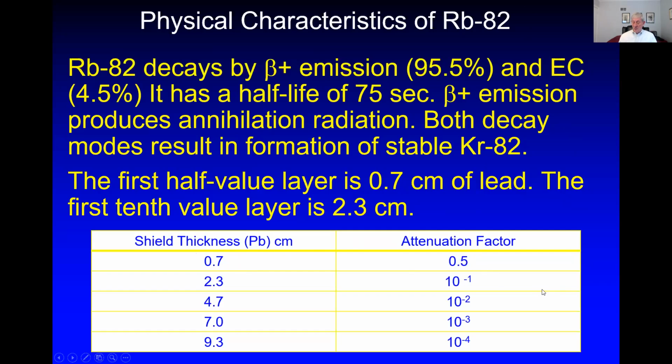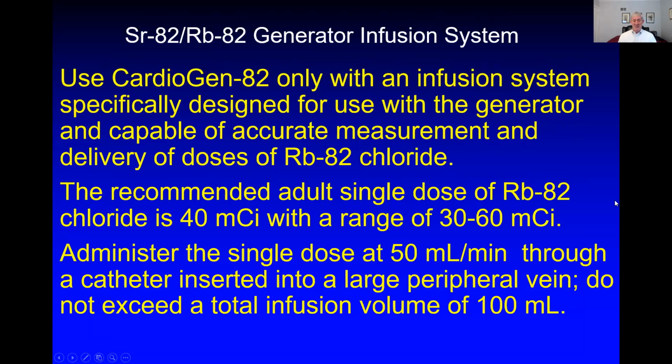Not real thick, but take a look at this. 10 to the minus 1, that's 1/10. That's 1 TVL, a tenth value layer by definition, and that's 2.3. And to reduce it from a 10th to a 100th to a 1,000th and to a 10,000th, we're going to go from roughly 2 to 5 to 7 to 9 centimeters. 9 centimeters is pretty thick. It's almost 2.5 inches of lead. That's a lot. So very penetrating photons, and shielding, of course, is going to be a big problem. And that's why the generator is very, very heavy. Has a lot of lead inside of it.